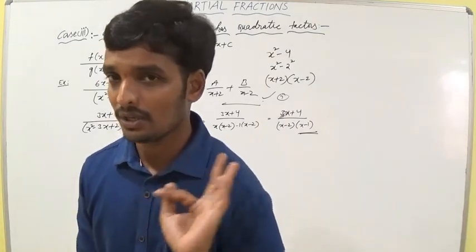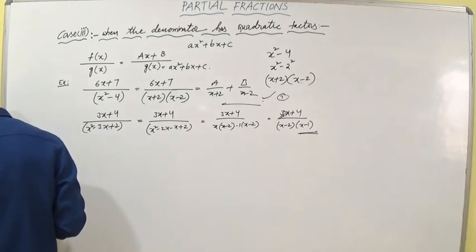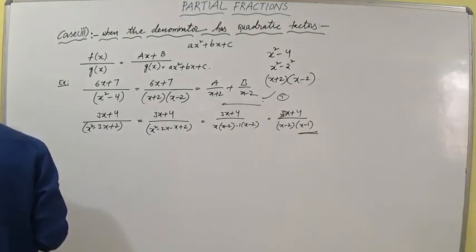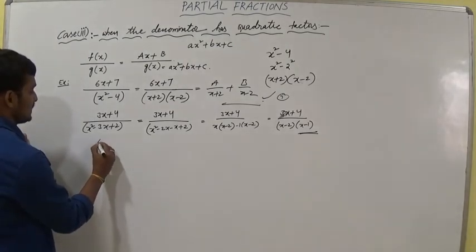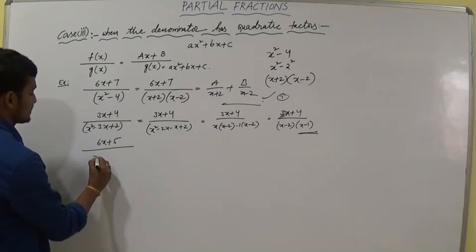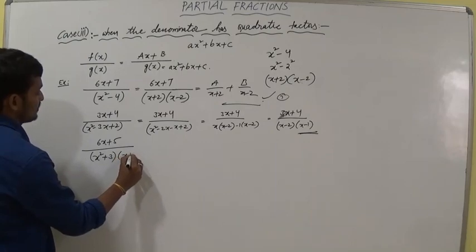I am telling you the third example. That is 6x plus 5 by (x square plus 3) into (x plus 2).